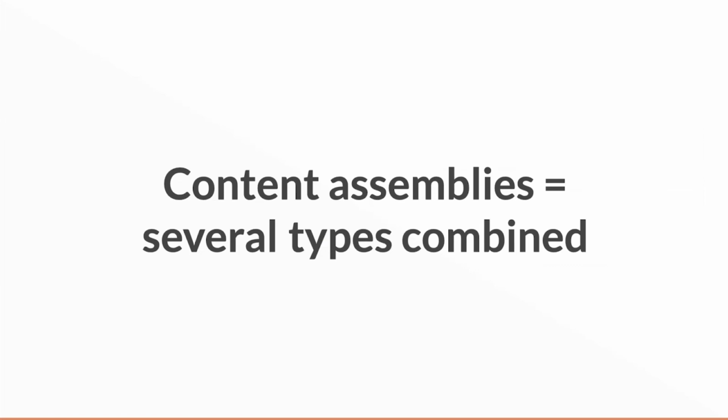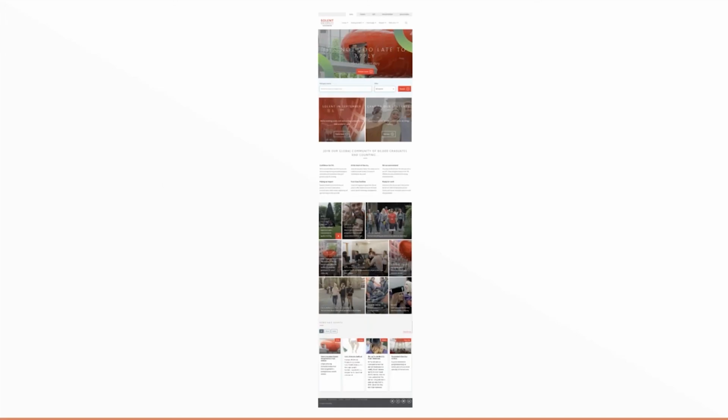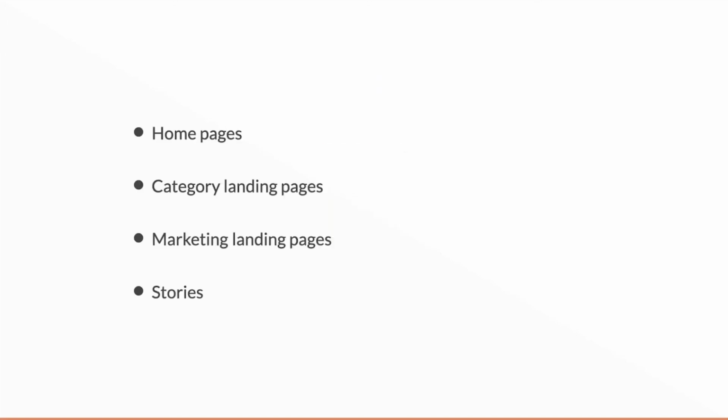And the final thing to say is, often we get the question, what about my homepage? What content type is that? Where does that fit in? That would be an example of a content assembly where several types are combined together to create that page. So there's a nice homepage. Home pages, category landing pages, marketing landing pages, rich media stories, things like that. We're actually pulling different content types together to produce those. Very much thinking beyond the page. It's very much about setting your content free.